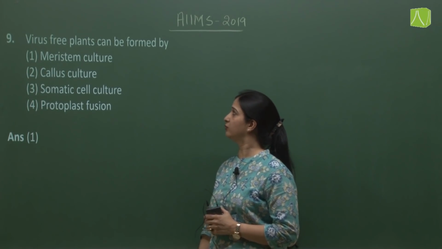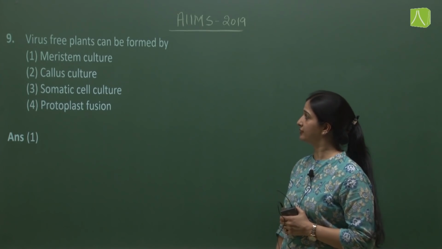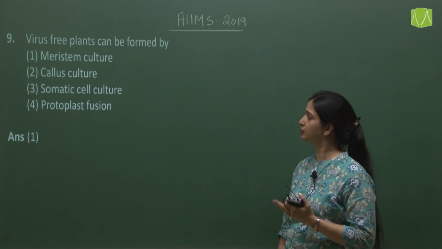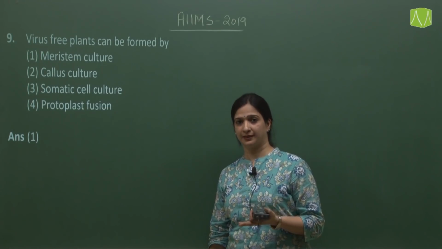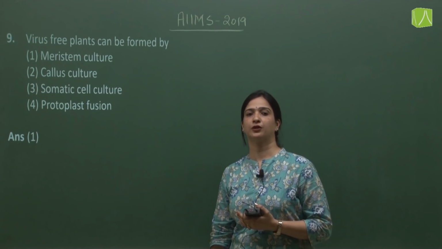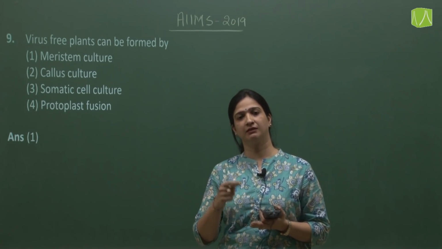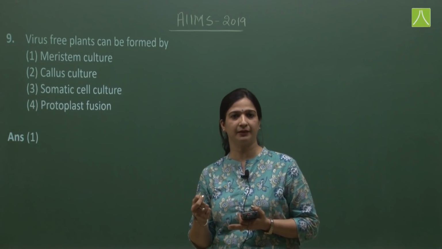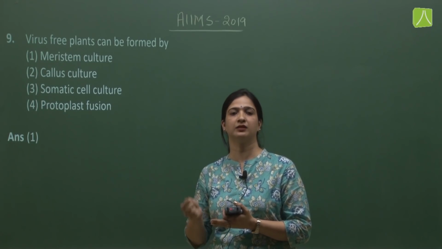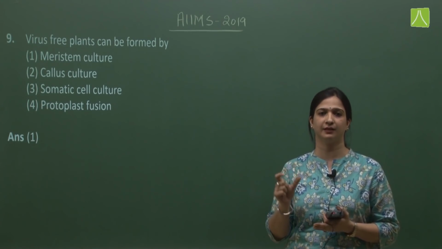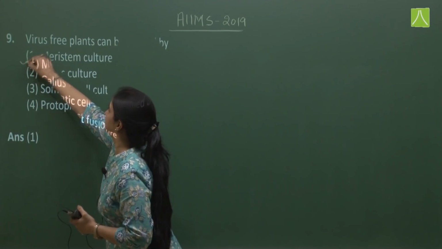Let us see question number 9. Virus-free plants can be formed by. Here the options given are meristem culture, second is callus culture, third is somatic cell culture, and fourth is protoplast fusion. Now let us know what these are basically related to. Meristem culture is the culture of the meristem. Okay, so if we take the apical meristem or the axillary meristem from a virus infected plant and culture it, then we will get the virus free plant. Why? Because the meristem is related to active cell division which is free from the virus. So here the correct answer will be first.